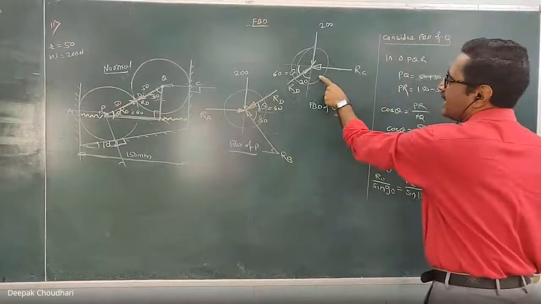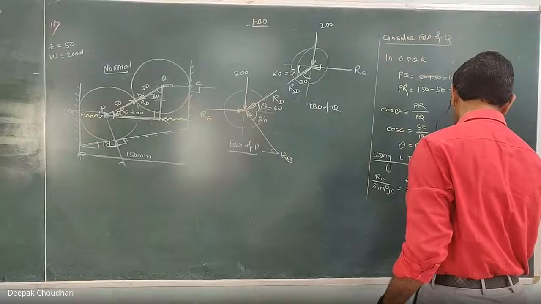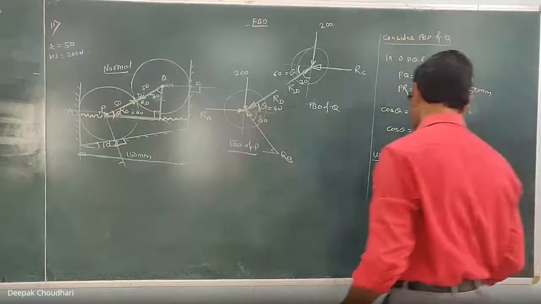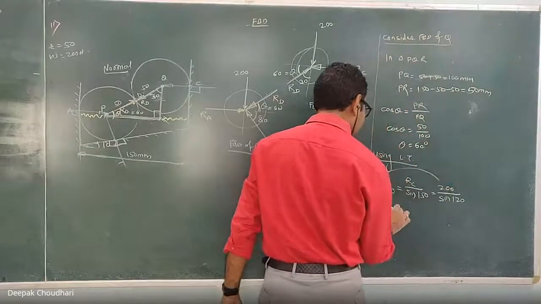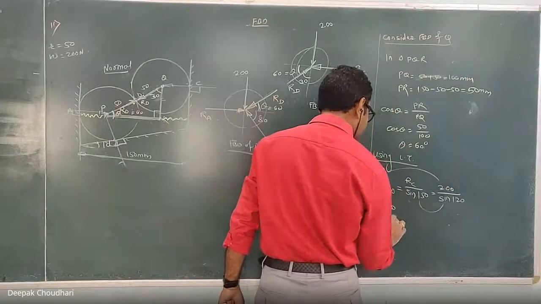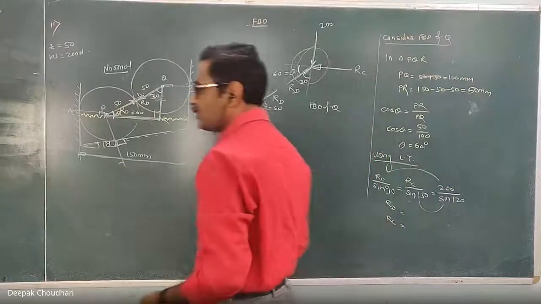So 200 divided by sine of the angle between those two. How much is that? 90 plus 30, 120. Sine 120. Equate first and third, RD मिल जाएगा; equate second and third, RC मिल जाएगा। Any doubt?